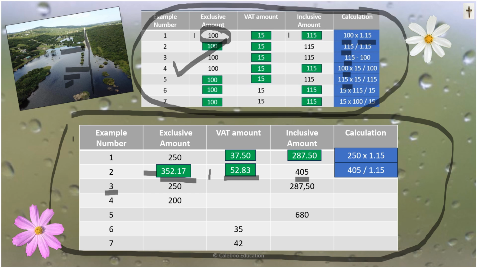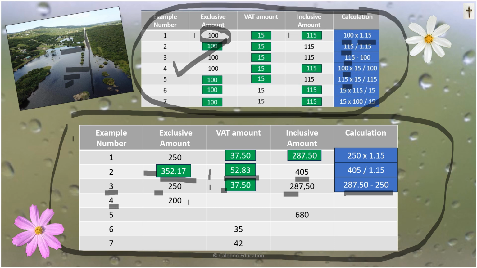Number 3. All that's missing is the VAT amount. 287 Rand 50 minus 250. There it is. 287 Rand 50 minus 250 is equal to the VAT amount. An easy one. Next example, number 4.